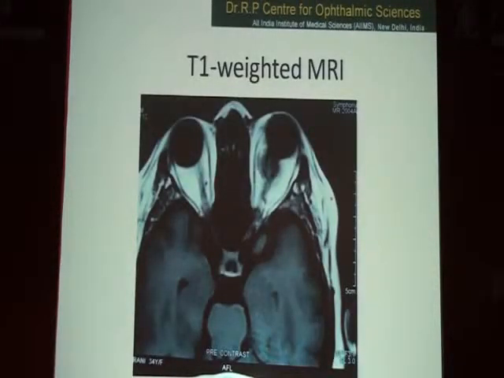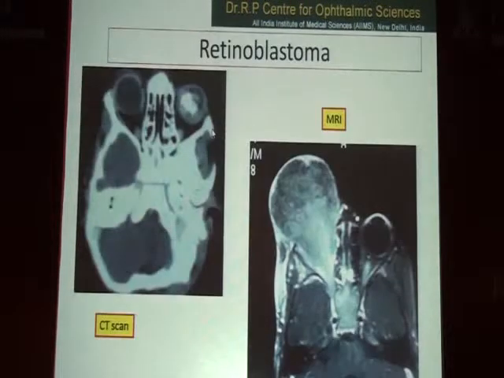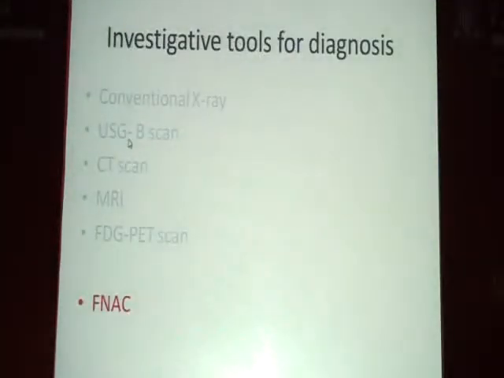So this is a T1 weighted MR image where you can see that the intraocular vitreous is dark. This is a T2 weighted image where you can see that the vitreous is bright. So this is basically a case of retinoblastoma. CT shows calcification here. This is another case where MRI was done because there was overt orbital spread, and it shows the entire extent of the soft tissue invasion. For the optic nerve glioma, again MRI is better than CT to delineate the soft tissue characteristics.